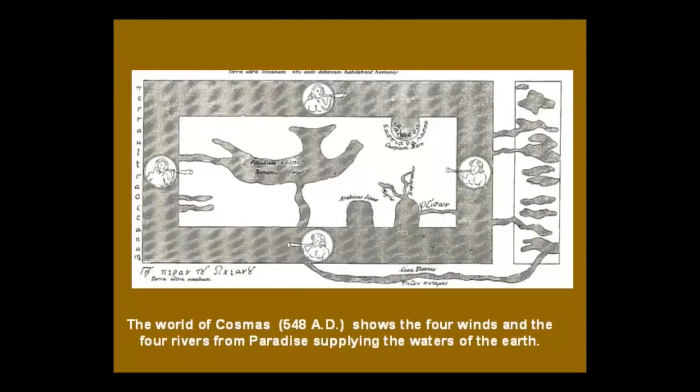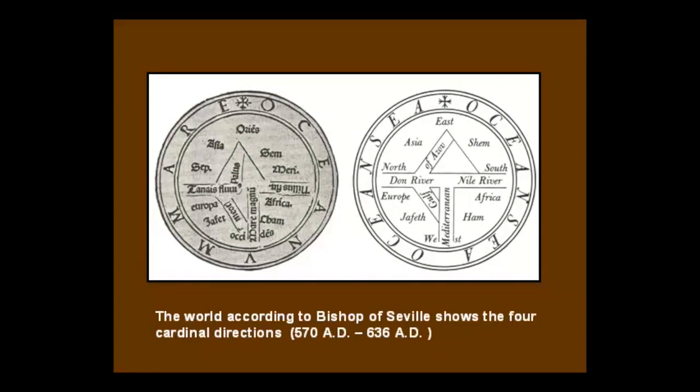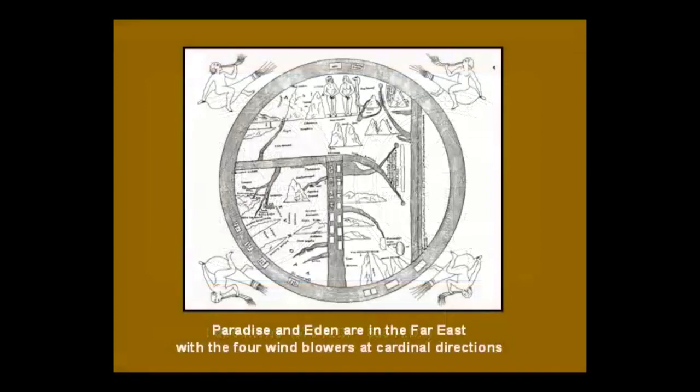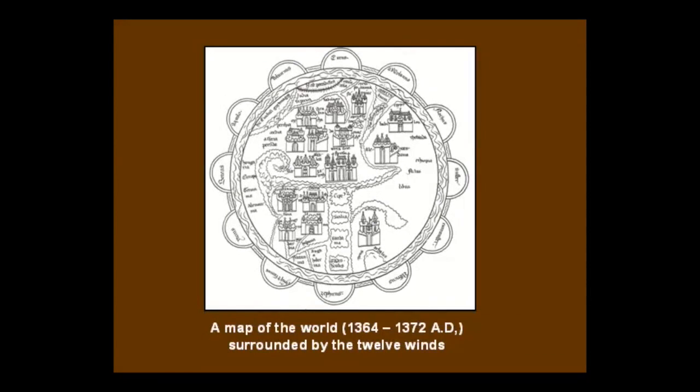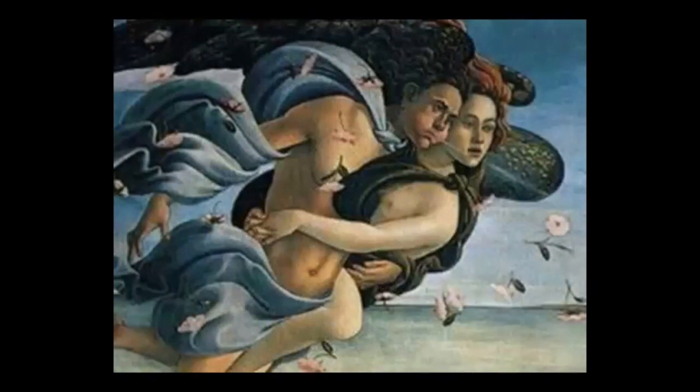This world map of 548 AD shows the 4 winds and the 4 rivers supplying water for the earth from paradise. This very minimal world map by Isidore, Bishop of Seville, shows only cardinal directions. In this 900 AD world map, Paradise and Eden are placed at the top, with the 4 wind blowers at cardinal direction. This world map, made in the time of Charles V, is surrounded by 12 winds.